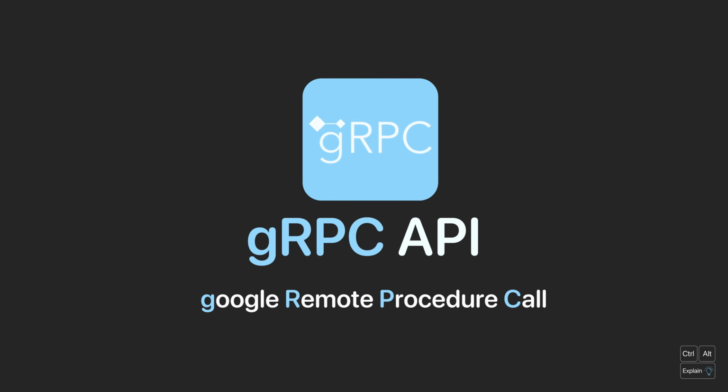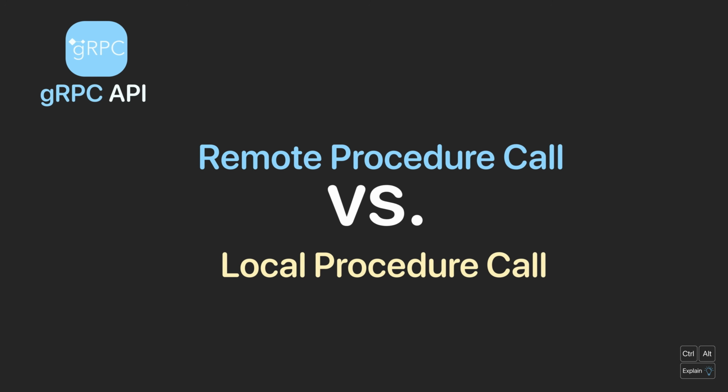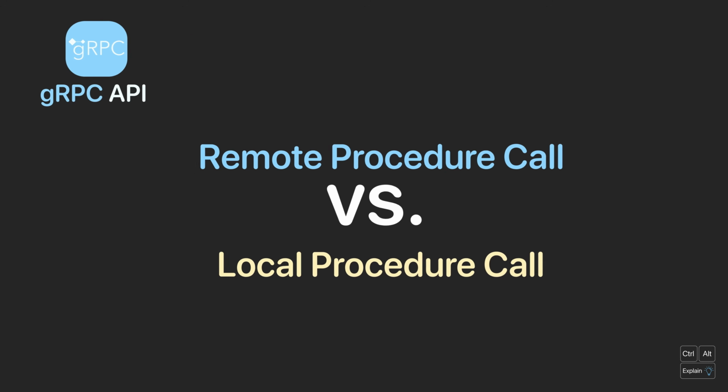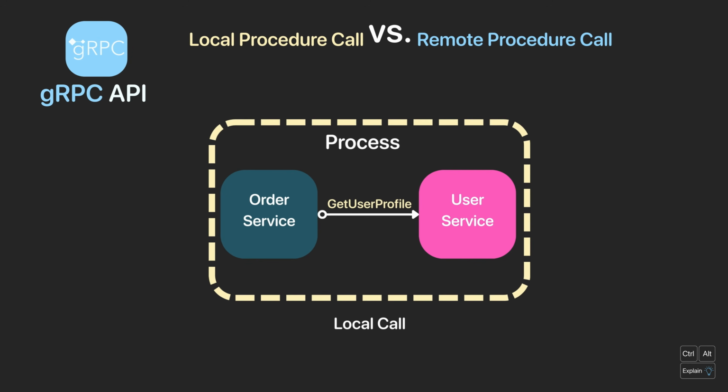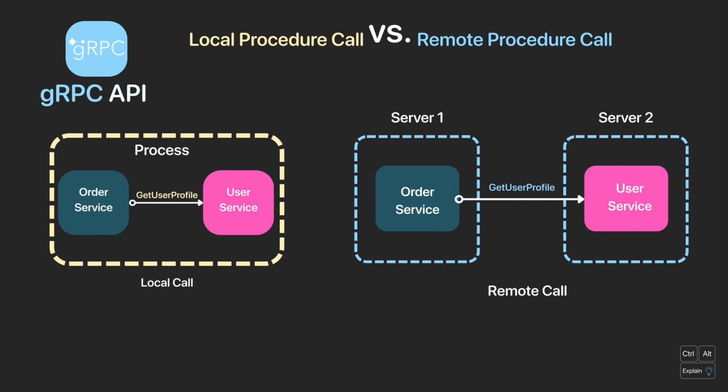Before we understand gRPC, we need to understand RPC, or Remote Procedure Call, and how it differs from a local procedure or function call. A local procedure call is just your program calling a function inside the same process. Everything happens in memory, it's fast, and nothing crosses the network. A remote procedure call takes that same idea, but the code you're calling is on another machine. So instead of a simple in-memory function call, the request has to travel over the network, be executed there, and then the result comes back.